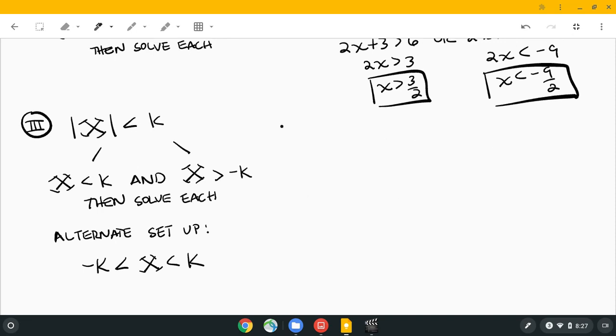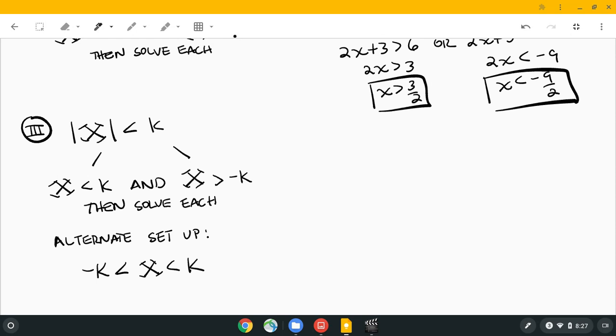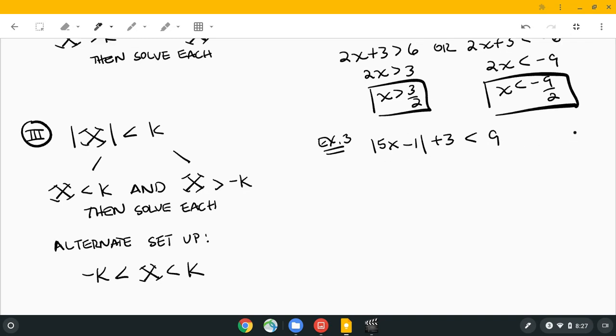All right, so let's take a look at an example. Suppose that I have absolute value 5x minus 1, plus 3, less than 9. Okay, so here we're going to go ahead and get the absolute value by itself.